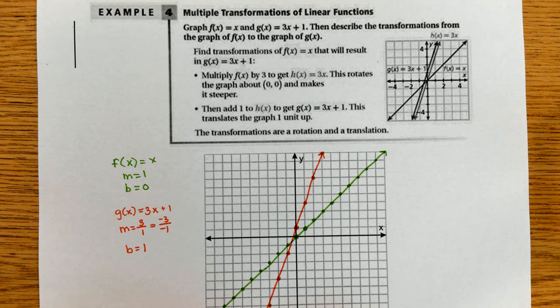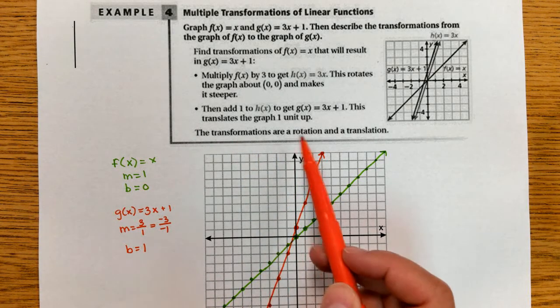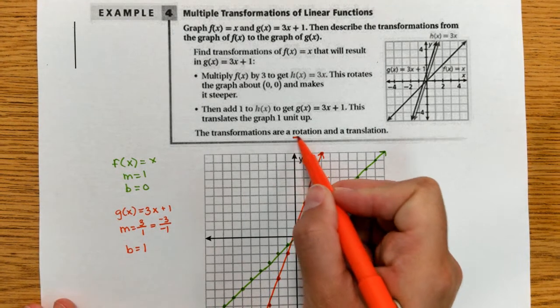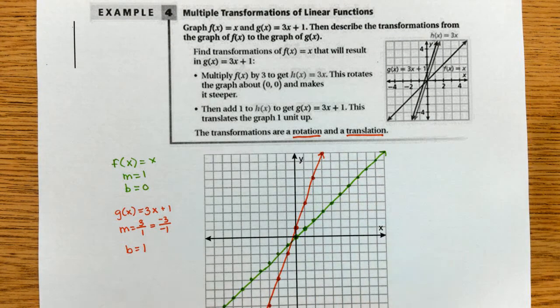Okay, so we multiplied it by 3 and then translated it up. So we rotated it and then translated it. So here the transformations are a rotation and a translation.